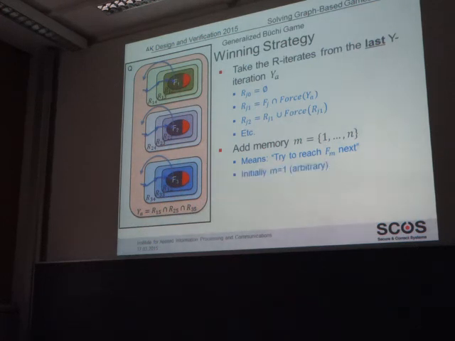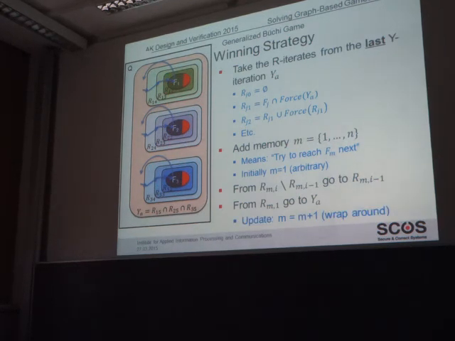Now, our strategy looks as follows. The initial memory content is completely arbitrary. This is just where we start. What we do is, if our memory is m, let's say 1, then we will go closer and closer and closer to f1, and then back to y, this orange region. And while we go back to y, we update our memory. We just increment it by 1, saying that, okay, now we have reached f1, but now our next goal should actually be to reach f2.